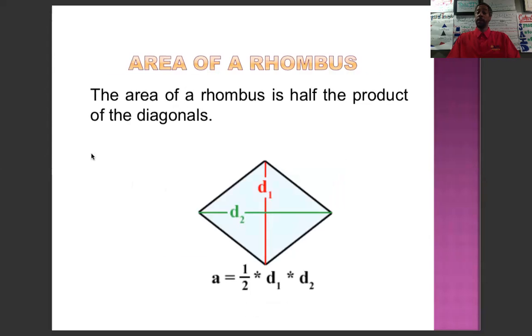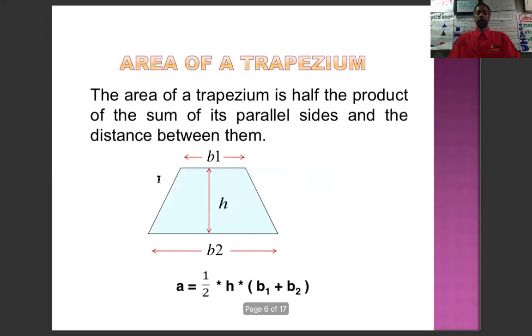To find the area of a rhombus, the area of a rhombus is 1/2 the product of the diagonals. Area of a trapezium. The area of a trapezium or trapezoid is 1/2 the product of the sum of its parallel sides and the distance between them. In this instance, we're going to use height and base 1 and base 2.